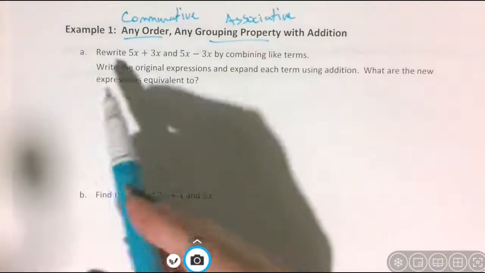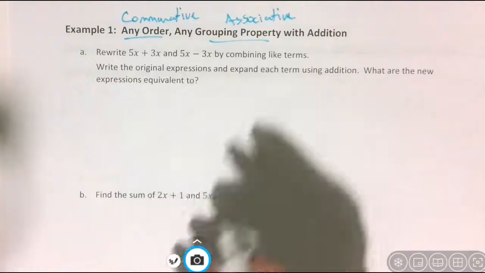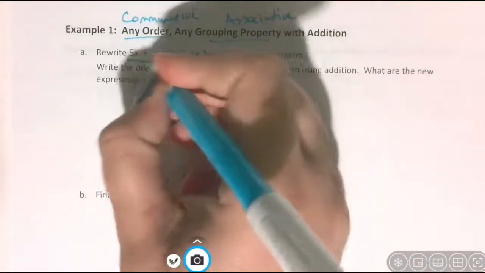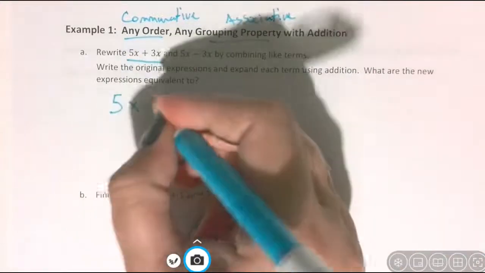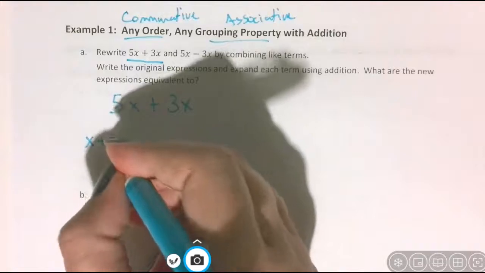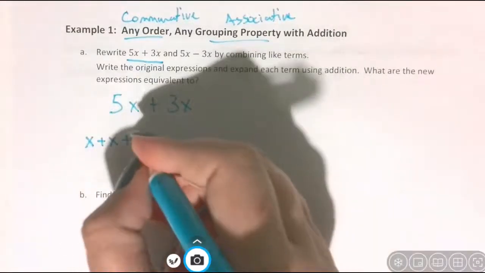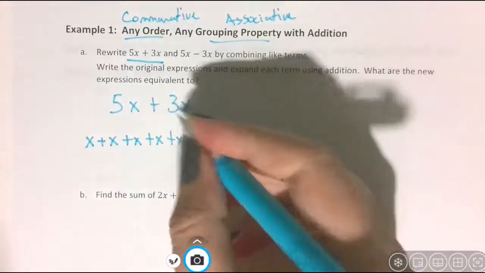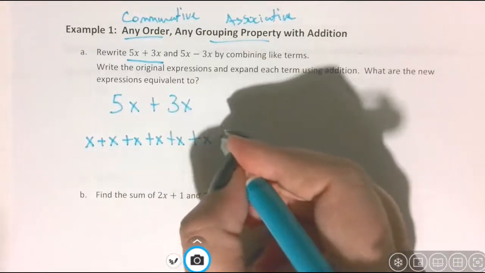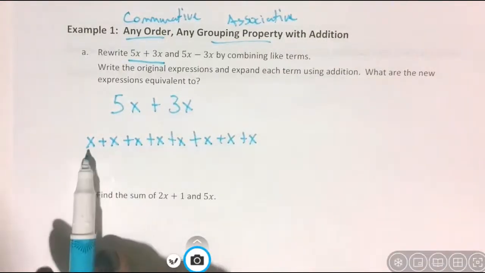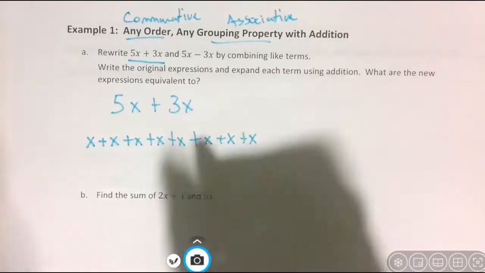So you're going to rewrite these by combining like terms. Write the original expression and expand each term using addition. So, we'll start here with this one. I've got 5x plus 3x. 5 x's. Remember, multiplication is repeated addition. 1, 2, 3, 4, 5 x's plus 3 x's. 1, 2, 3 x's. So altogether, I have 1, 2, 3, 4, 5, 6, 7, 8 x's.